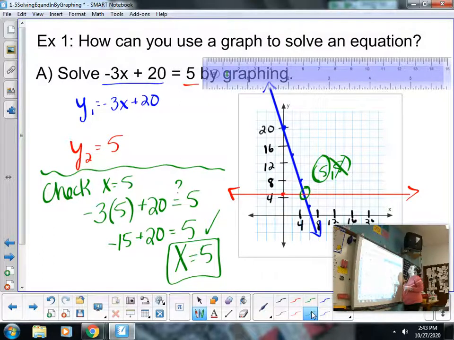Now again, this is one that was very easy to solve algebraically, but it did give you a demonstration of how powerful graphing can be to solve equations, especially when you come across equations that may not be familiar. When we start talking about the graphing technology tomorrow, you'll be able to solve anything as long as you can type it into a calculator.